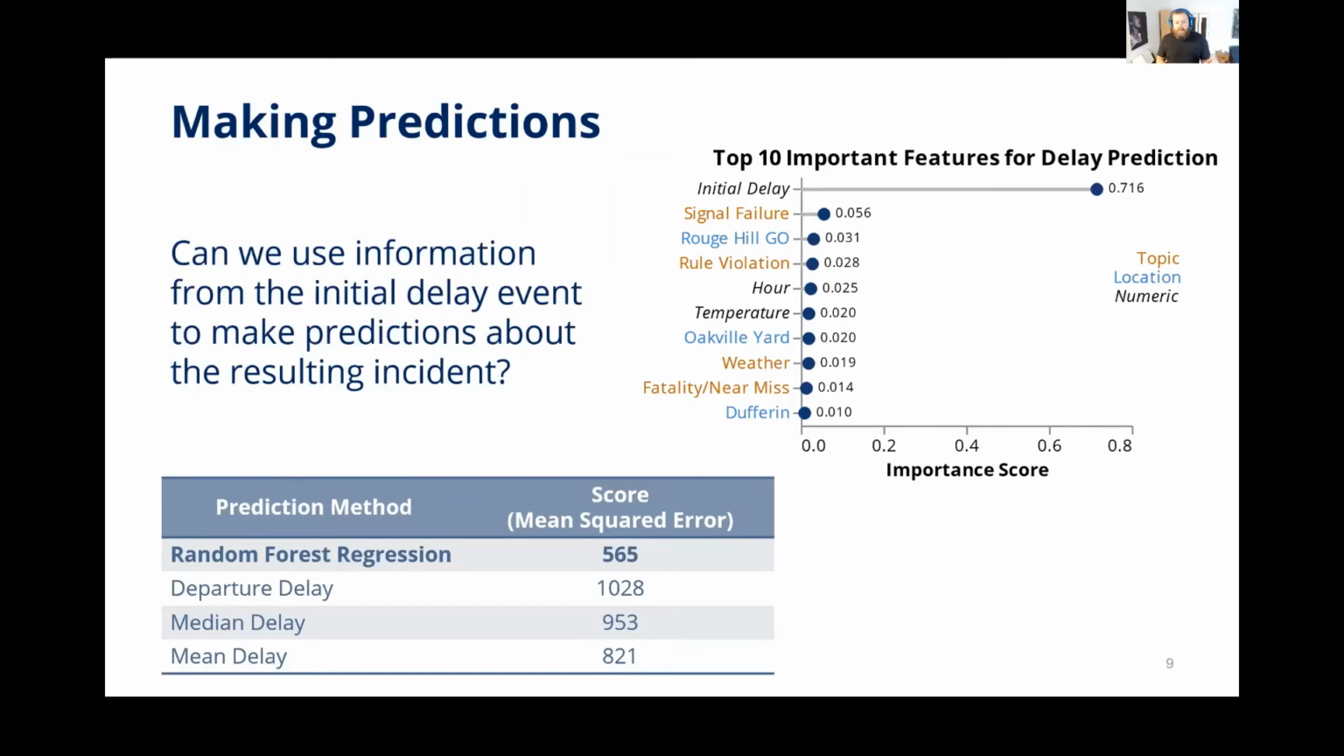And as you can see, by basically taking a baseline of initial delay and tweaking it a little bit based on different characteristics, we can get a little bit better at predicting what the resulting delay might be. And on the top right, you can see a graph of which factors the model decided were important. So obviously that initial delay, very important factor. And then different yes or no flags, whether or not it was a signal failure, whether or not it was a rule violation, whether or not it happened at Oakville Yard, all impact its decision on how much delay there's going to be. And then the hour and the temperature at Pearson are also influencing factors as well.